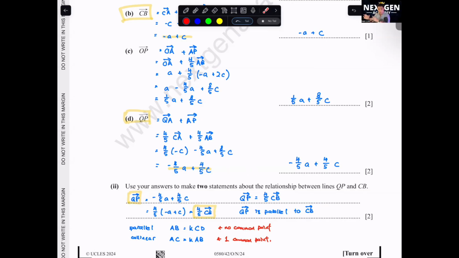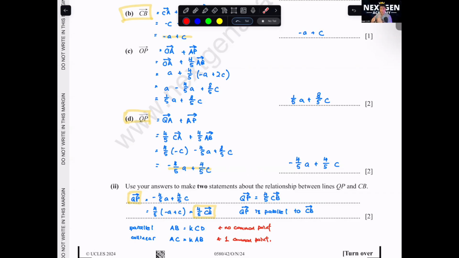So if you cannot factorize out a value, most likely your calculation somewhere in the middle is already wrong. Because normally for maths, they won't ask you to prove so many things. The only proof is just parallel or collinear. That's all.